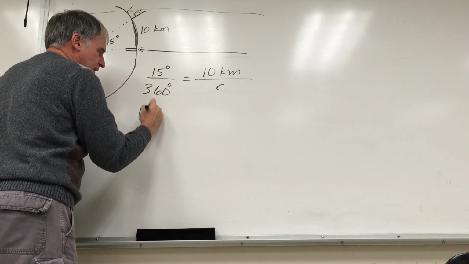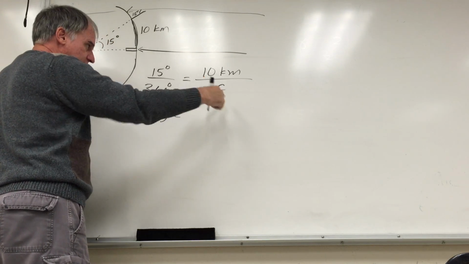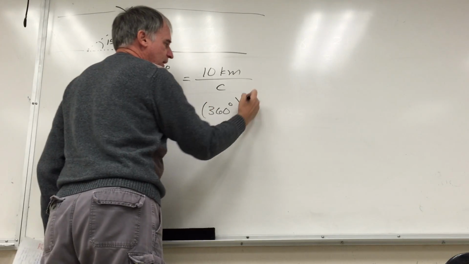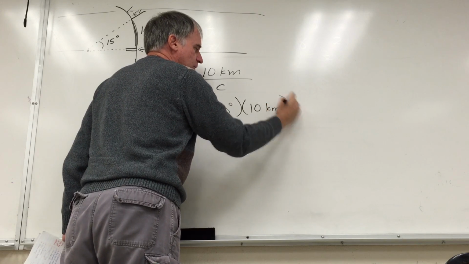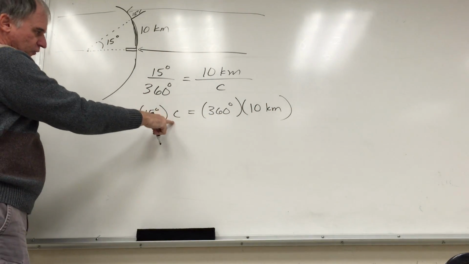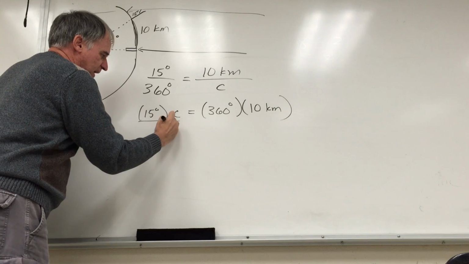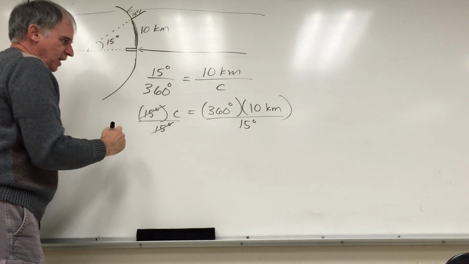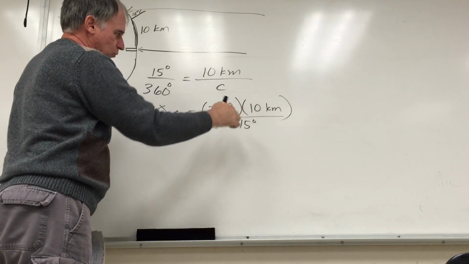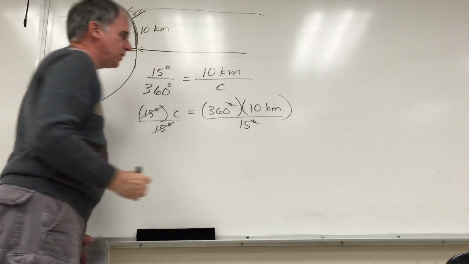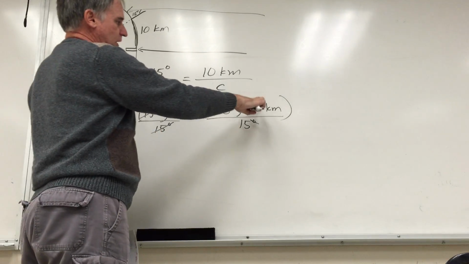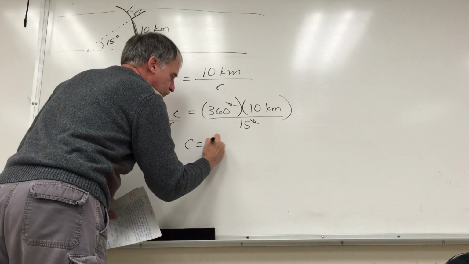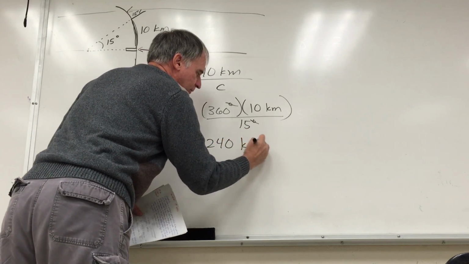So 15 degrees times C would be equal to 360 degrees times 10 kilometers. To solve for C, I want to divide both sides by 15 degrees. 15 degrees cancels there. So C equals this. The degrees are a unit. Those cancel. 360 times 10 divided by 15 gives us C equals 240 kilometers.